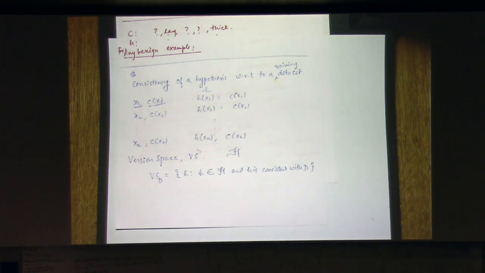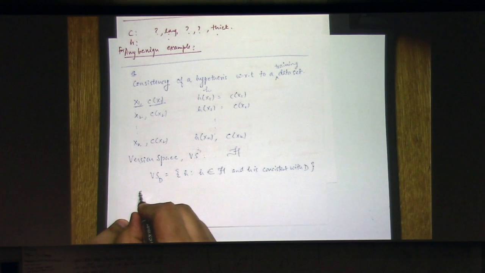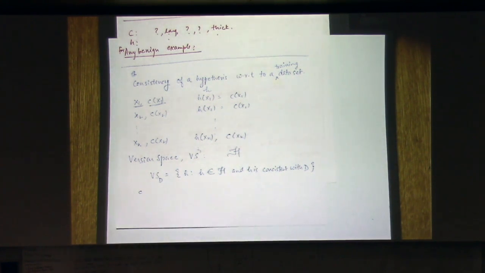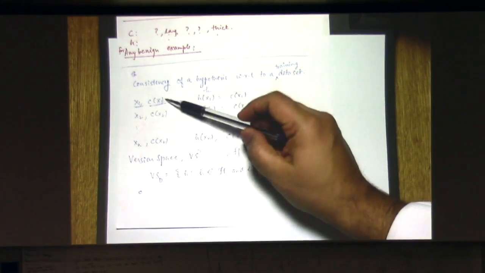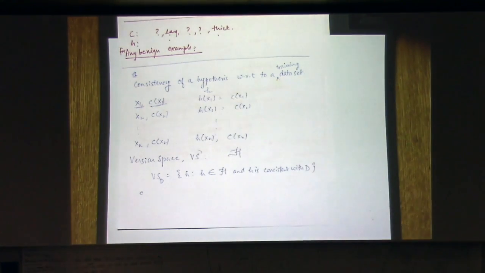The other thing is that the target concept C will always belong to the version space, because target concept C has labeled these points, so it will be consistent. The target concept cannot be inconsistent with your training data set, because that's the one that assigned these labels. So it's just C(x1) will be equal to C(x1). So that's the idea. Now let's look at an algorithm that learns the version space.